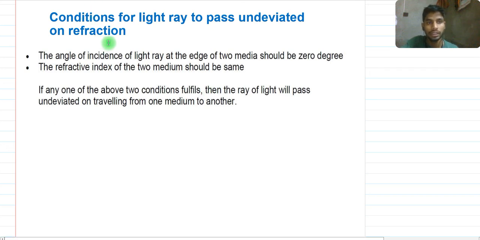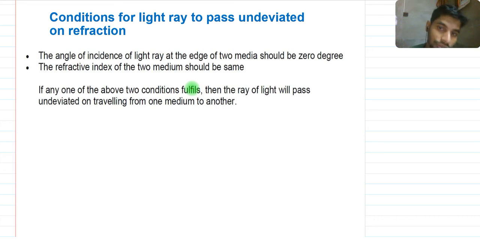So here one headline is written: the condition for a light ray to pass undeviated on refraction, when the light will not deviate while passing from one medium to another. When the angle of incidence equals 0, then the angle of refraction will be 0. And the other condition is that the refractive index of the two mediums should be the same. When light moves from water to glycerin, both have the same refractive index, so light will not bend. If any one of the above two conditions is fulfilled, then the ray of light will pass undeviated while traveling from one medium to another.